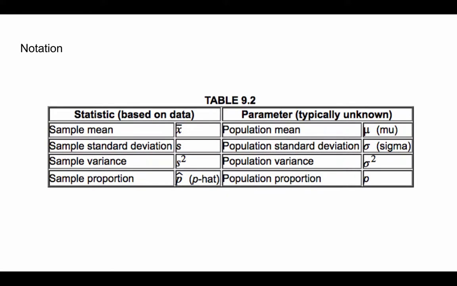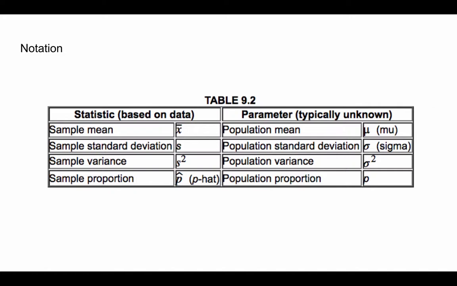Now, we're going to need various mathematical symbols, and you have seen these before, but I'm going to remind you what they mean. So remember, parameters are numbers that come from the entire population. We usually don't know parameters because it's hard to take a census and find out information about a whole population. Now, statistics are numbers that we get as statisticians based on data. In other words, we take a sample of the whole population and we calculate something.